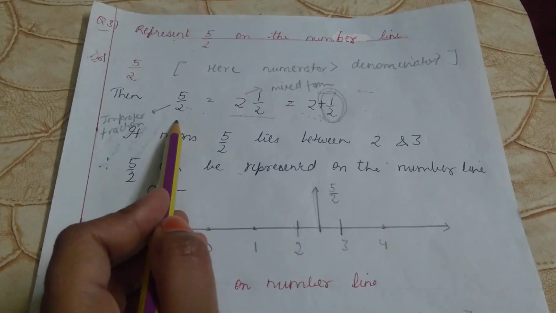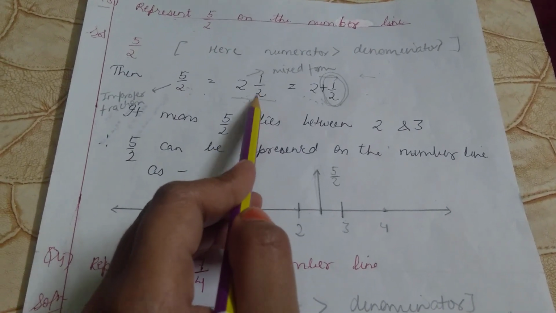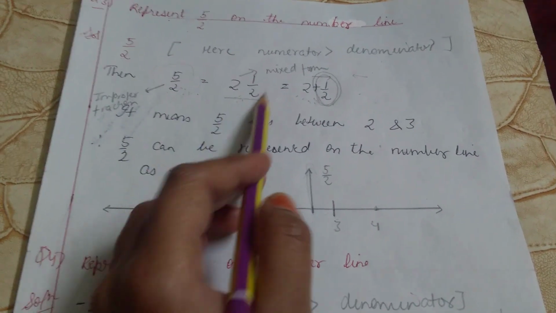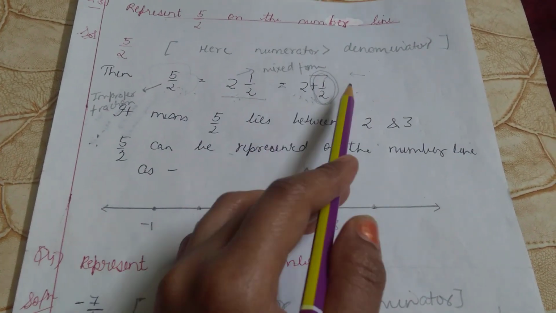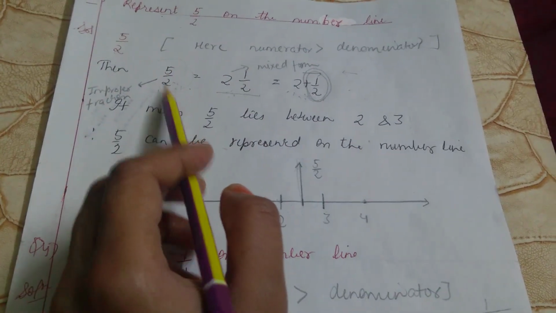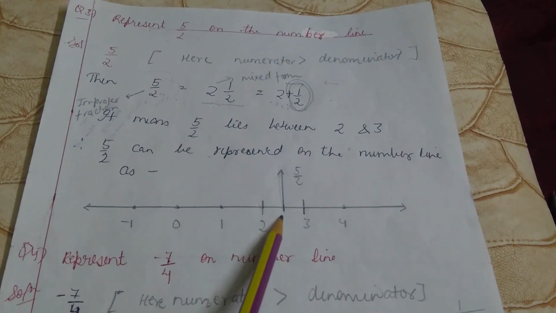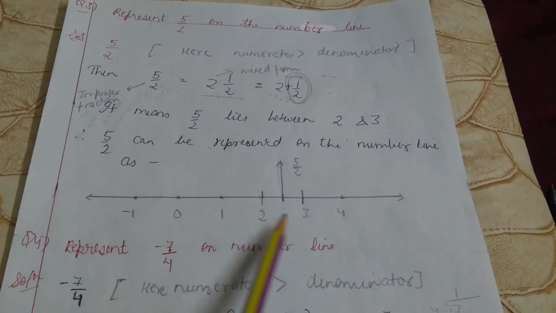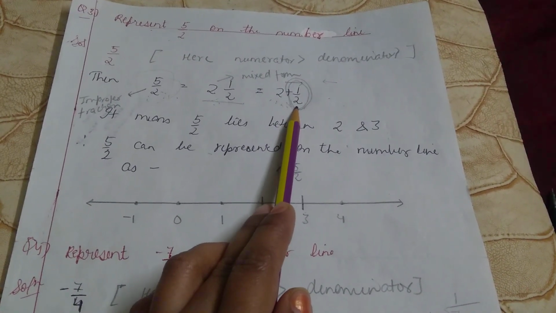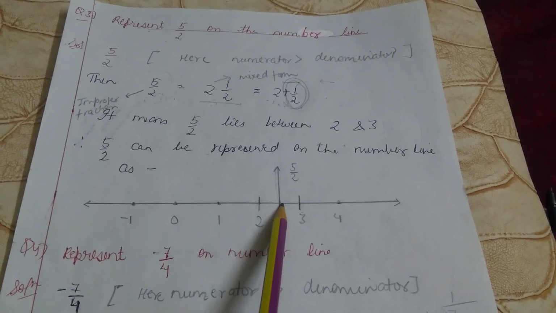Whenever it is an improper fraction, first we will write it in the mixed form. Mixed form will help us to decide where this rational number is lying. 2 whole 1 by 2 is greater than 2 and it is less than 3. It means 5 by 2 is lying between 2 and 3. Now we will represent 5 by 2 on the number line. It is lying between 2 and 3. Now we have to divide this interval into 2 equal parts. We will say here the denominator is 2, so we will divide it into 2 equal parts and it is 5 by 2.